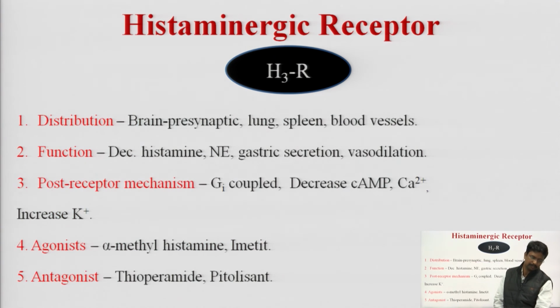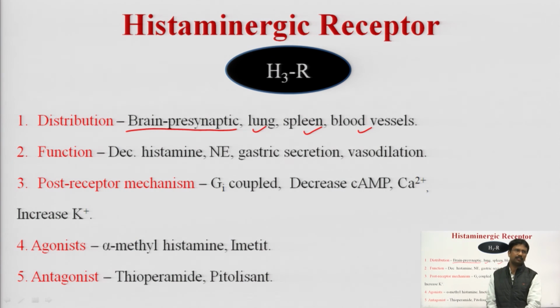Now, moving towards the H3 receptor. H3 receptor is primarily found in the presynaptic location of the brain, whereas lungs, spleen and blood vessels are also minor sites of the H3 receptors. What is the function of H3 mediated response? When histamine binds with H3, it decreases, by a negative feedback mechanism, the secretion of neurotransmitters such as histamine, norepinephrine, and also gastric secretion.